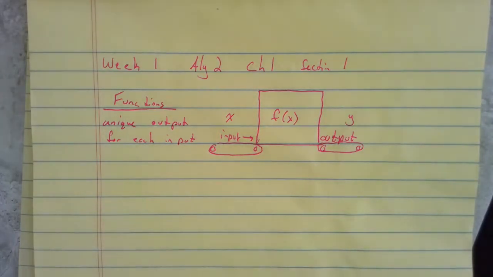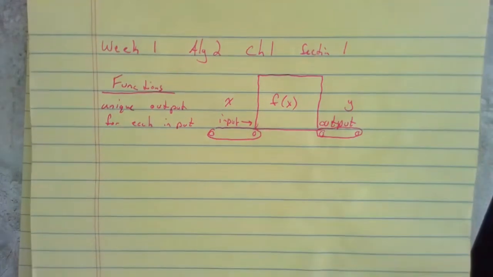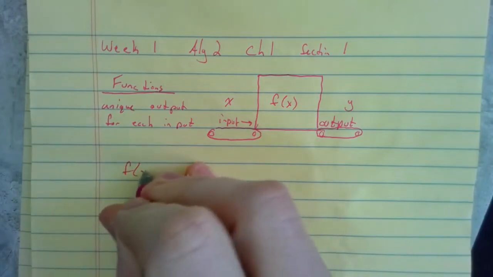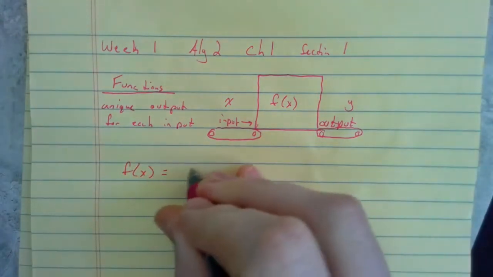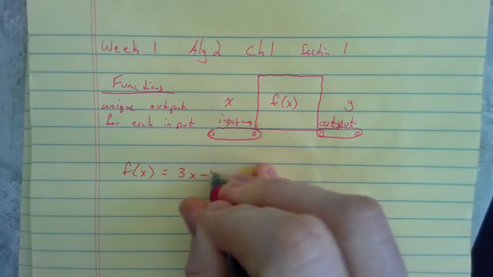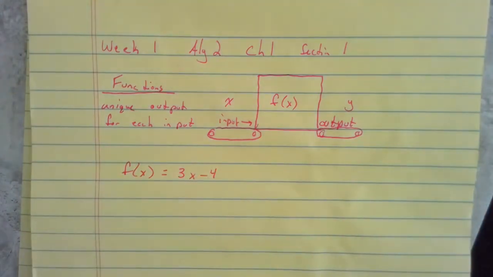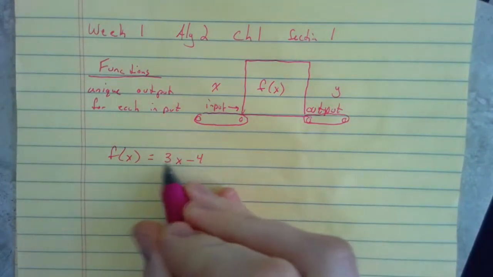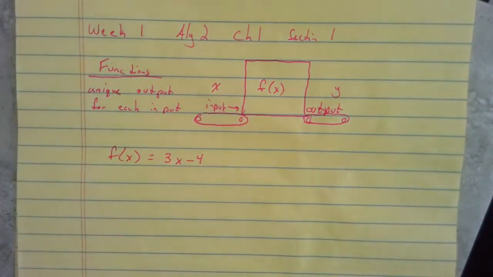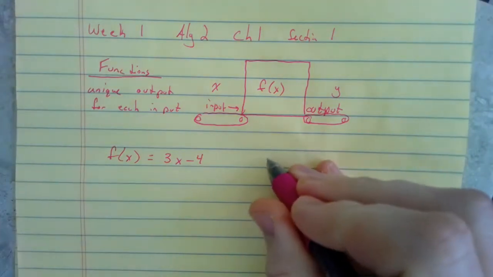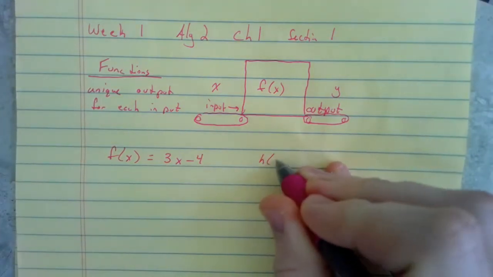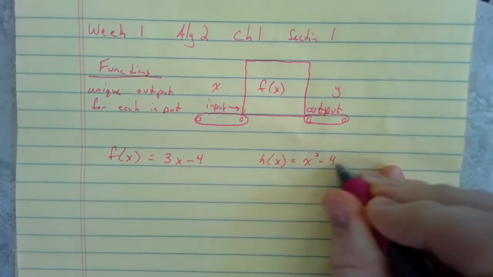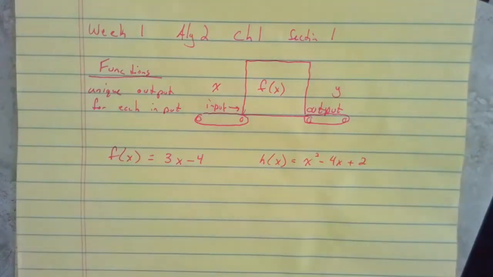Now, we've defined a function. What they usually look like is maybe we have a function that says f of x equals 3x minus 4. And you guys are used to seeing this. This is a linear function from Algebra 1. We know it's got a y-intercept. We know it's got a slope. This is y equals mx plus b form. But we could have another function, something like h of x is equal to x squared minus 4x plus 2.